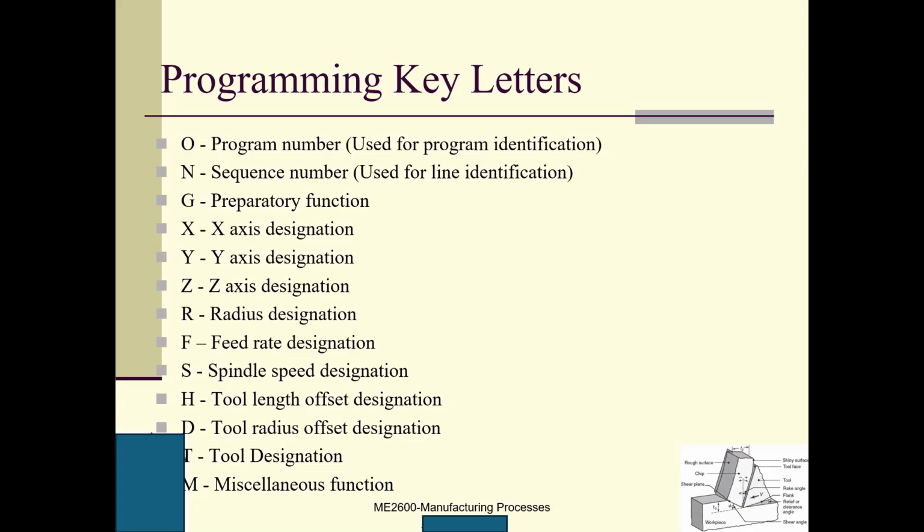Why do we have this one? Because the tool always has a radius. When we specify tool paths, actually we are specifying the center of the tool, but we need to take care of the offset value. D is a tool radius offset designation. T is a tool designation. M is a miscellaneous function.